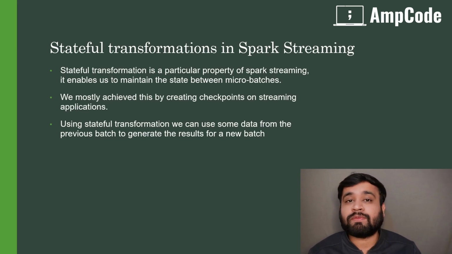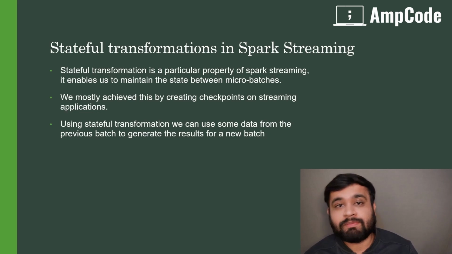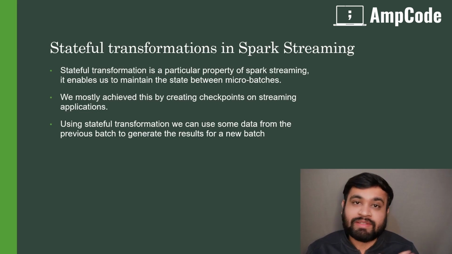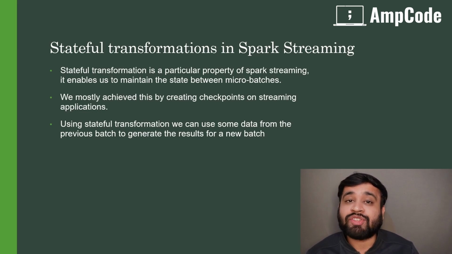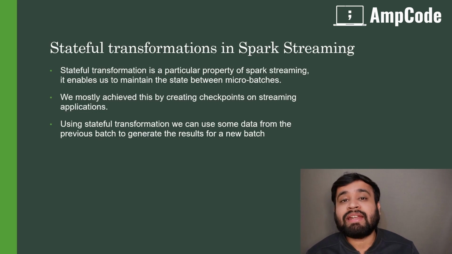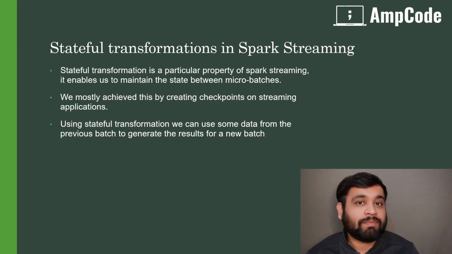The stateful transformation is a particular property of Apache Spark streaming which enables you to maintain the state between micro batches. Micro batches are nothing but the data which is coming in real time, in smaller chunks. That is what a micro batch of data is, since Apache Spark streaming is a near real-time analytics platform. It is not real-time but near real-time analytics.